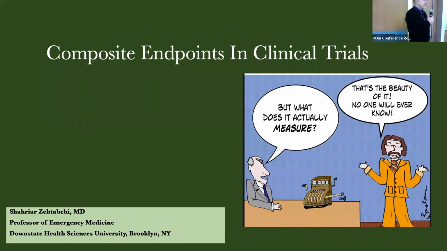We are going to talk about composite endpoints in clinical trials. This is something that you will see very frequently in clinical trials, in published trials, even in the high impact journals. Researchers frequently use composite outcomes, and we want to know the advantages and disadvantages of composite outcomes in clinical trials.